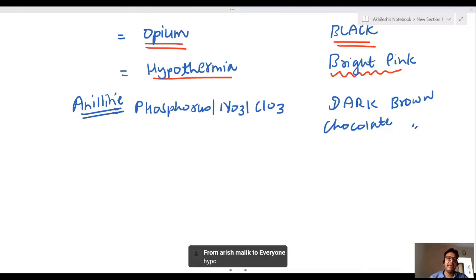Simon hemorrhage of the intervertebral disc of the lumbar vertebra. Lumbar disc hemorrhage is seen in Simon hemorrhage. Lumbar intervertebral disc hemorrhage is seen in hanging. Yes, hanging.